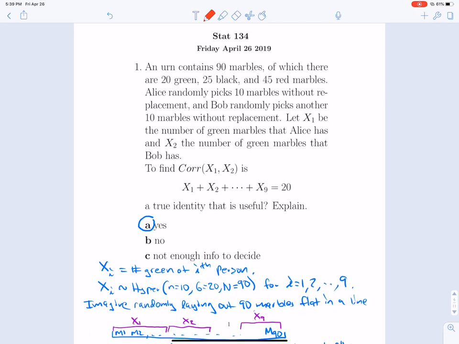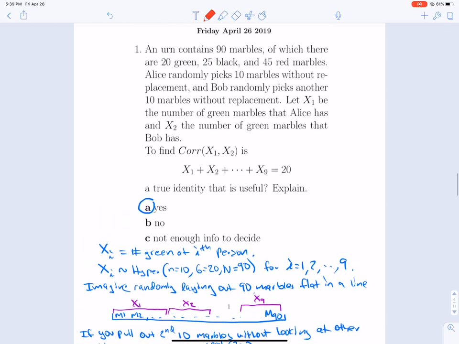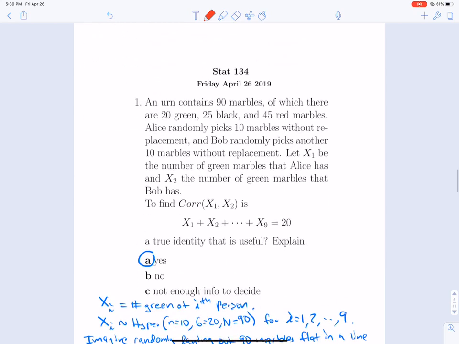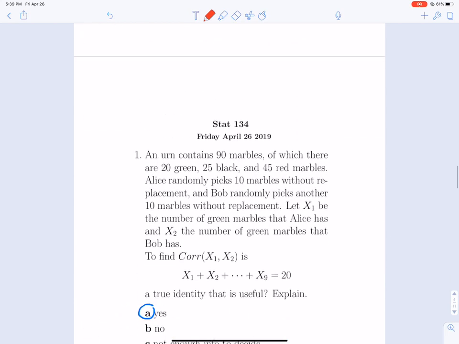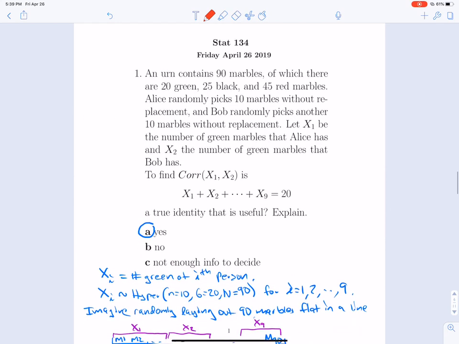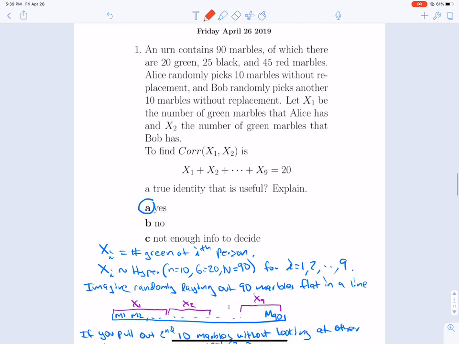The second question was simply an application, to find the correlation. So we did a concept test. Here, an urn contains 90 marbles, of which there are 20 green, 25 black, and 45 red. Alice randomly picks 10 marbles without replacement, and Bob randomly picks another 10 without replacement.